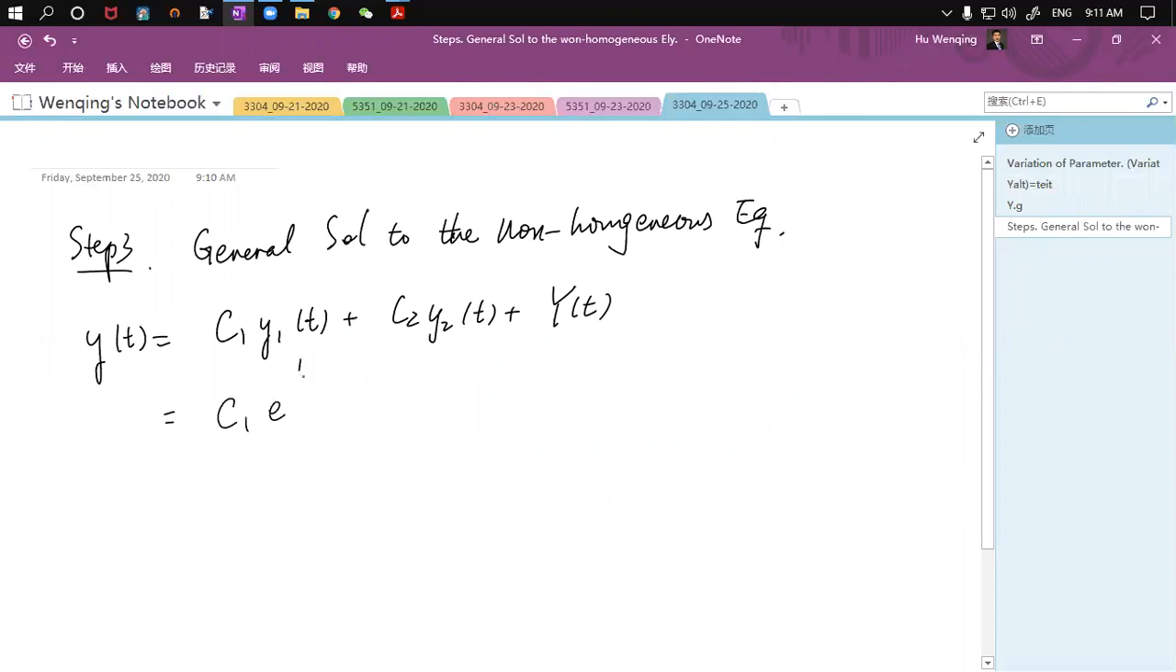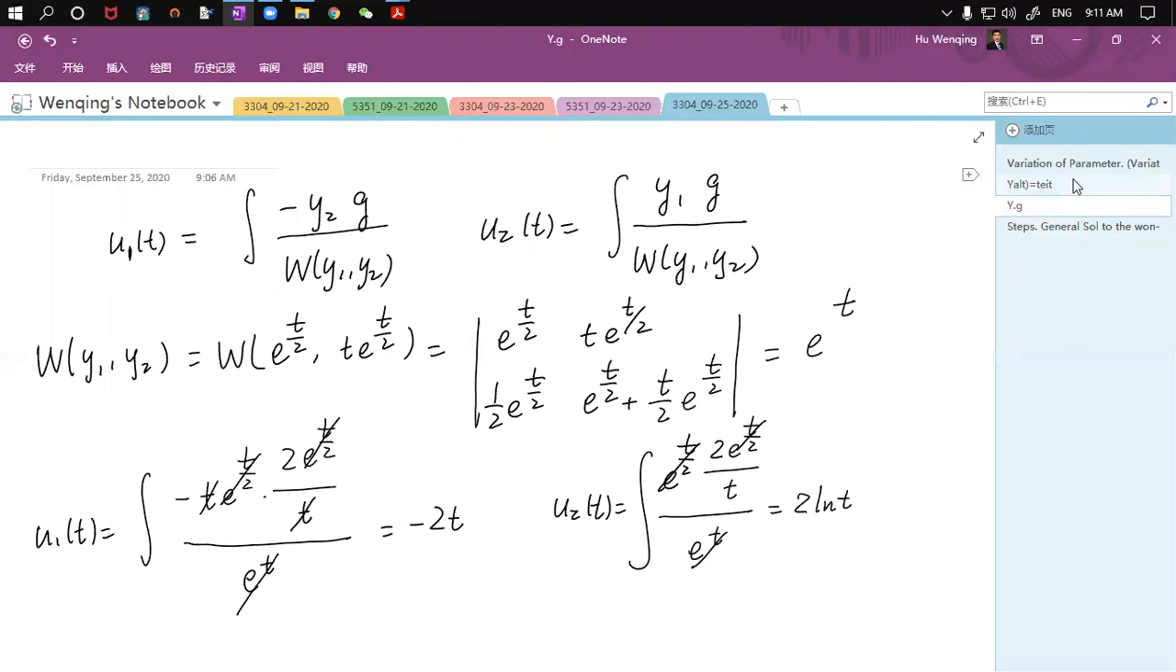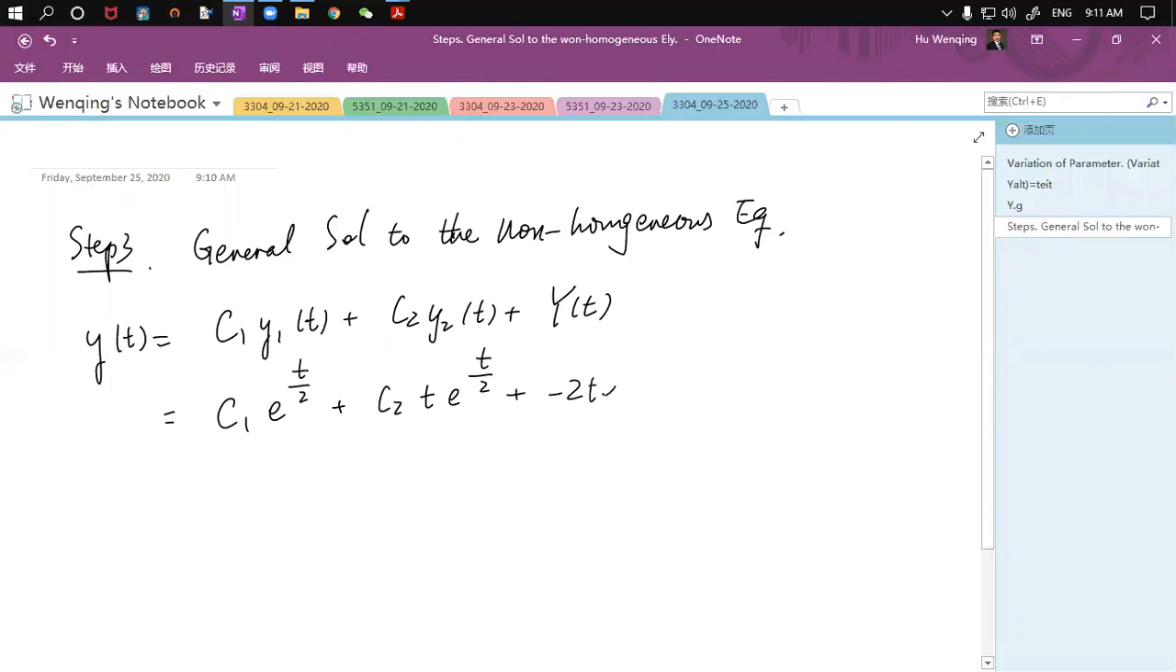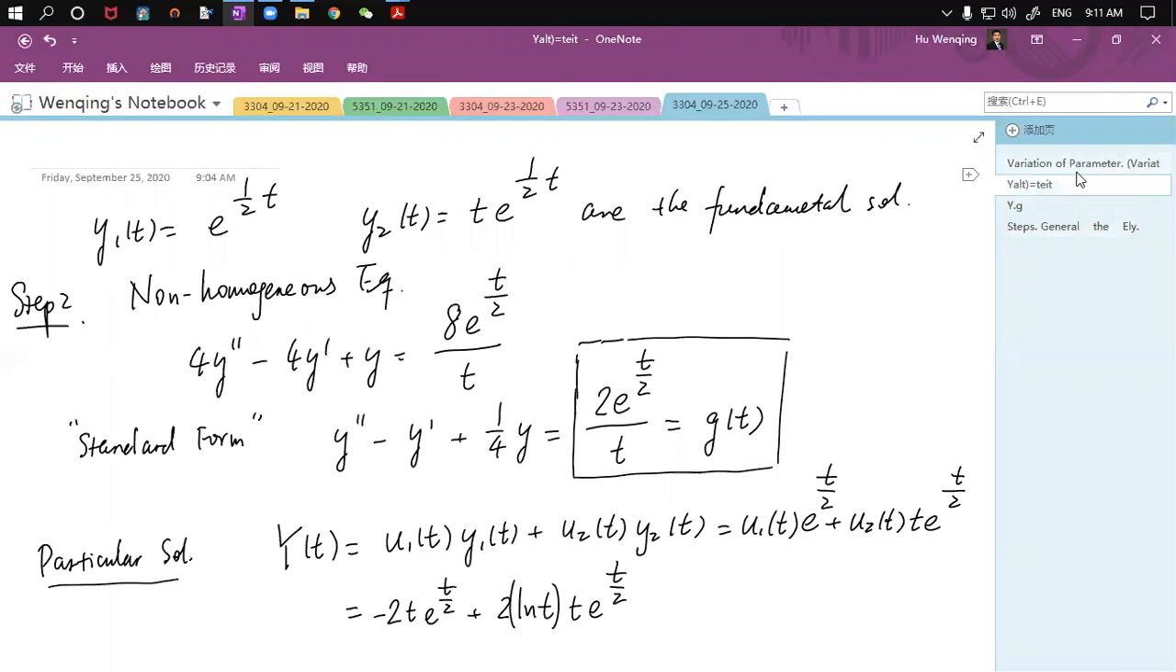So that's C1 e power t over 2 plus C2 t times e power t over 2 plus the capital Y of t, which is actually equal to a combination. So that's going to be minus 2t e power t over 2. This is the first part, plus 2t logarithm of t e power t over 2. So that's going to be your particular solution.